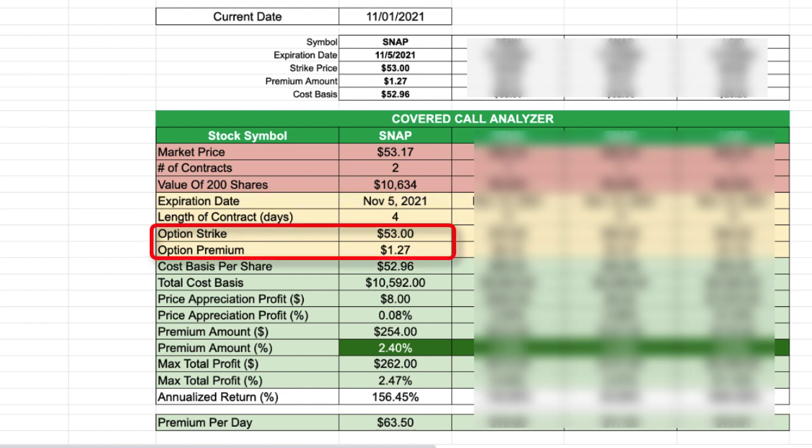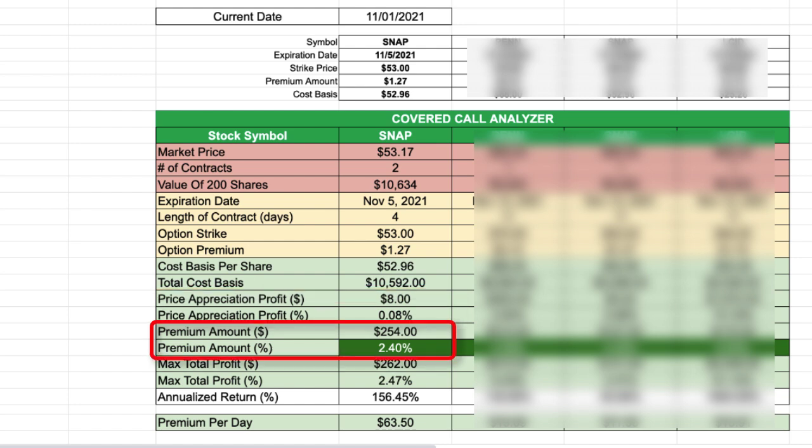Now, I had picked the $53 strike price and received $1.27 per share in premium. With my cost basis per share of $52.96, it meant that my total cost basis was $10,592. Now, even though the stock closed at $53.17, because of my strike price of $53, my total price appreciation profit was only $8, which is just under 1/10 of 1%.